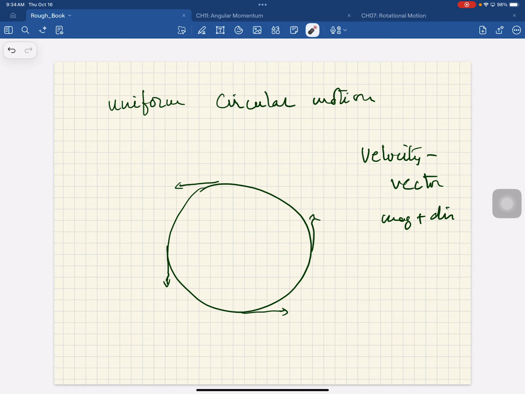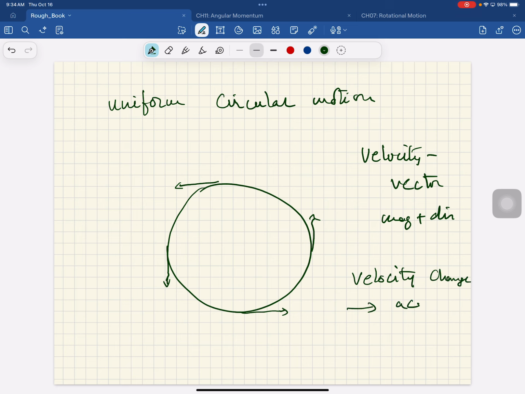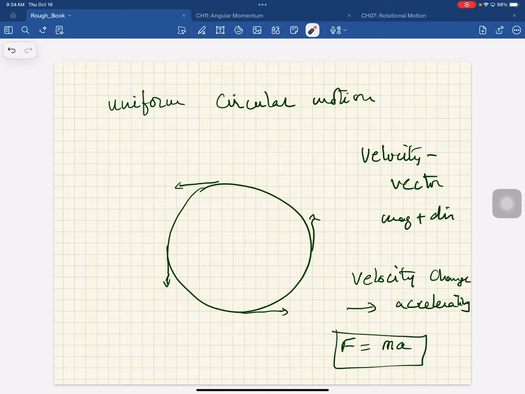All right, so this is important. Let's make sure we understand it. And so when velocity changes, that means you're accelerating. And if you want to accelerate, Mr. Newton tells us that you need a force to act on you. So if you want a non-zero acceleration, you need a force to act on you.